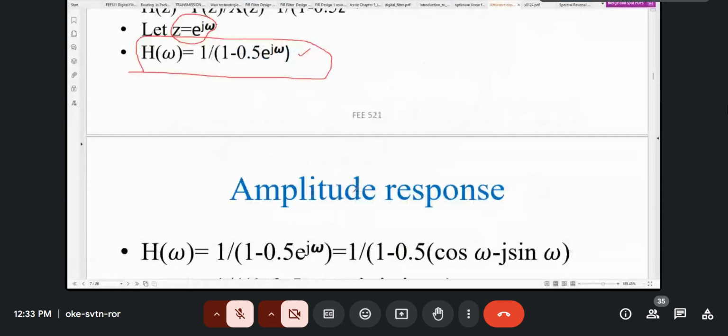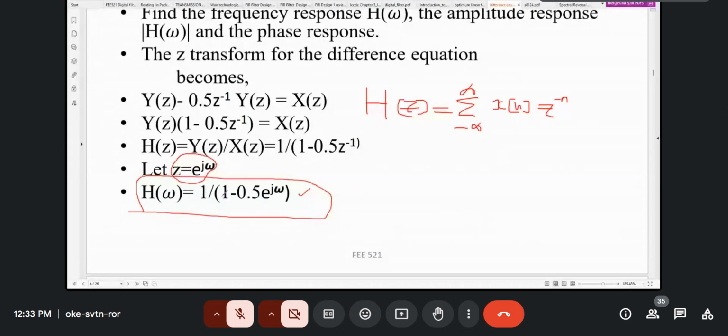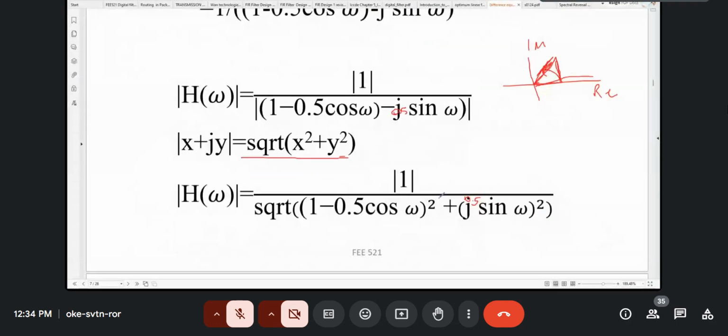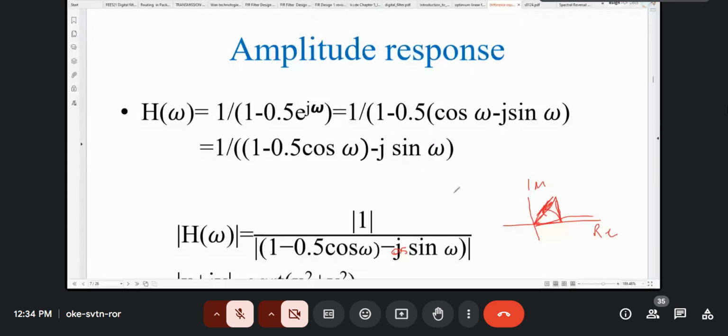In the formula for h of z, it is 1 over 1 minus 0.5 z to the power of negative 1. Oh, z to the power of negative 1. Ah, I see what you mean. So this is to the minus j omega. I thought you were talking about here. Yes, here this should be the minus. We must have missed something somewhere. So thank you very much for pointing that out. I was thinking the issue was whether it should be e to the minus j omega or e to the j omega.